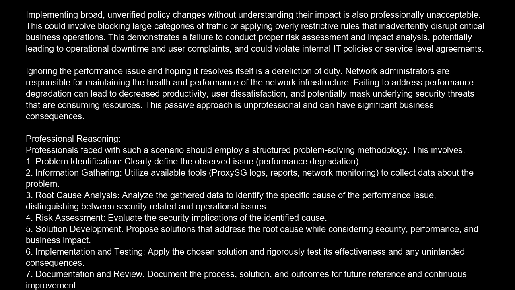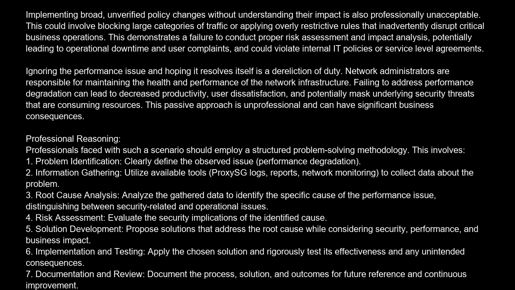Ignoring the performance issue and hoping it resolves itself is a dereliction of duty. Network administrators are responsible for maintaining the health and performance of the network infrastructure. Failing to address performance degradation can lead to decreased productivity, user dissatisfaction, and potentially mask underlying security threats that are consuming resources. This passive approach is unprofessional and can have significant business consequences.